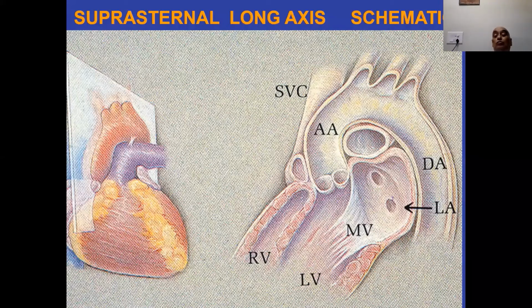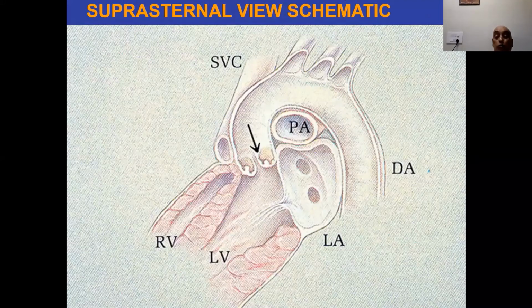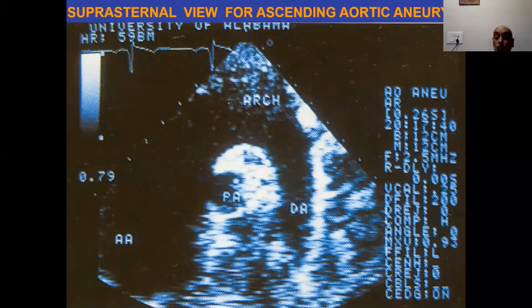Now this is how the wedge is there. You are going to image the aorta in the long axis. You can see the arch and the right pulmonary artery, and this is again to show you the moving clip. Now this is the moving clip of the suprasternal long axis view. This is the suprasternal long axis view.